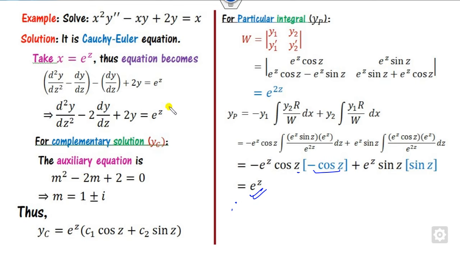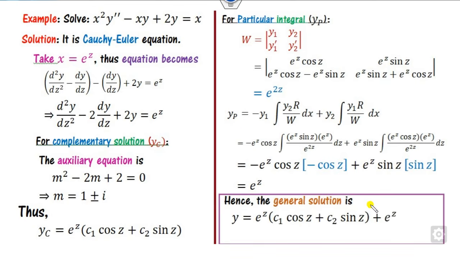Now what is the general solution here? Yc plus yp. But our given equation is in terms of x, so e raised to power z is nothing but x. You can find the value of z from here; this is nothing but log of x. You can substitute it, and this is the right answer.